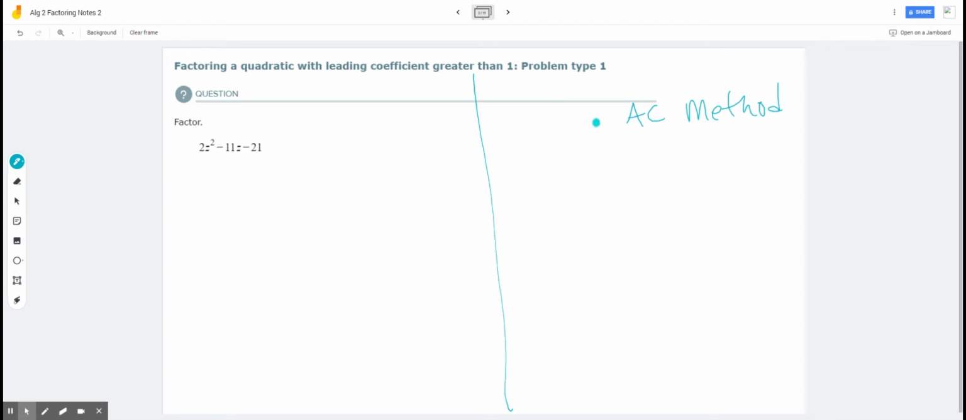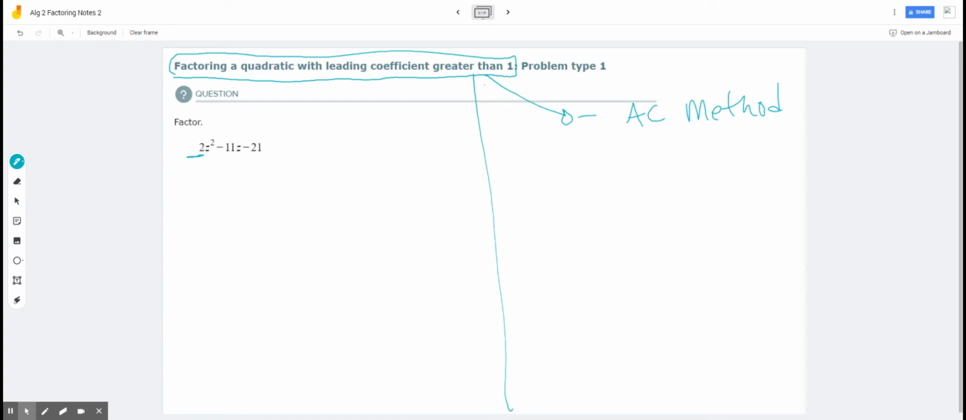Okay. The AC method is used to factor quadratics with a leading coefficient greater than 1. That's what the AC method is for. So look, anything in common? Nope. But look, there's a 2 there. That is going to change everything.